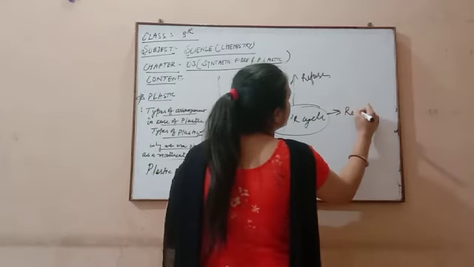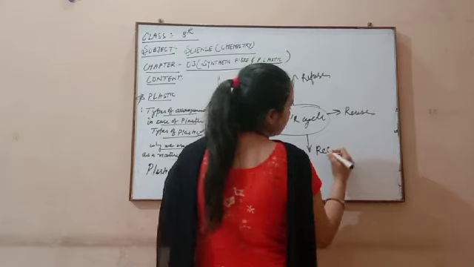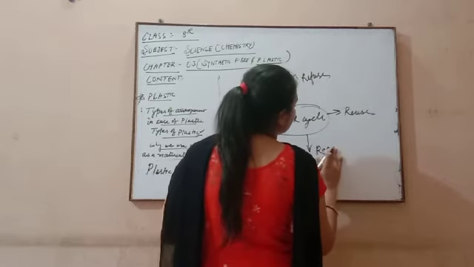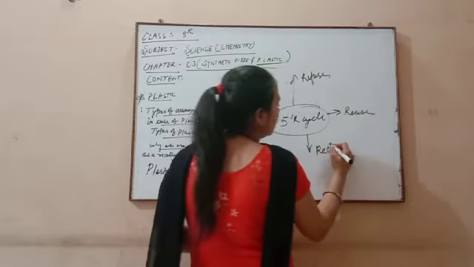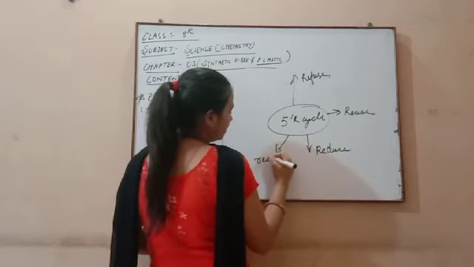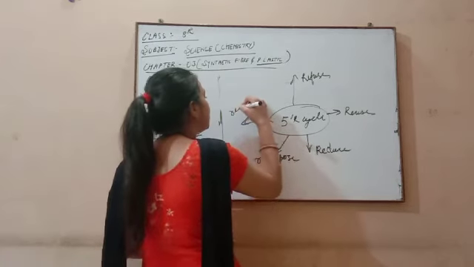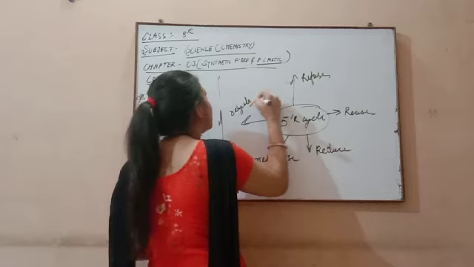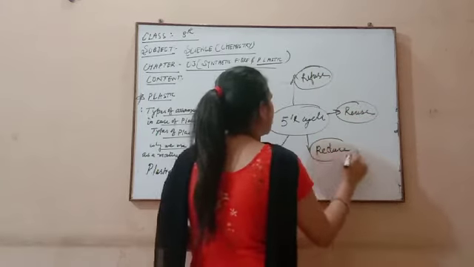Third one is your reduce, fourth recover, repurpose, and fifth one is your recycle. Here these are the 5R cycle which tell us how we use plastic in our daily life.